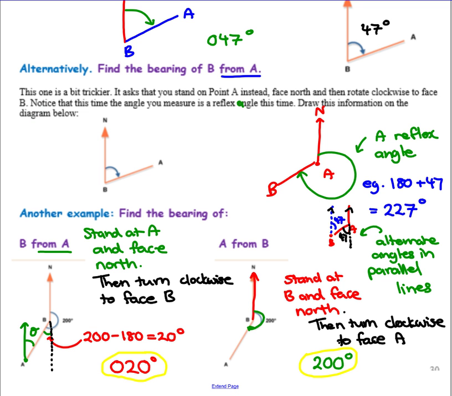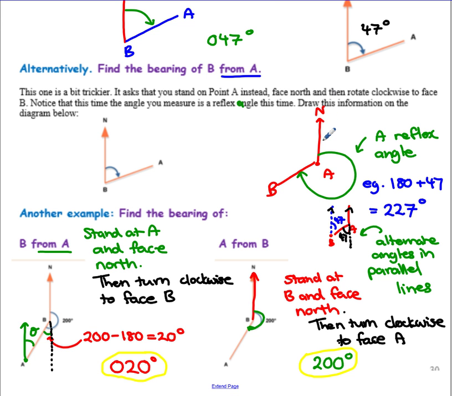So if you were asked to find the bearing of B from A, as we said, this one's a bit trickier. It asks that you stand on point A instead, so stand here. So I've drawn that here. Stand on point A, face north, so draw in your north facing arrow and mark it as north. And then rotate clockwise to face B.